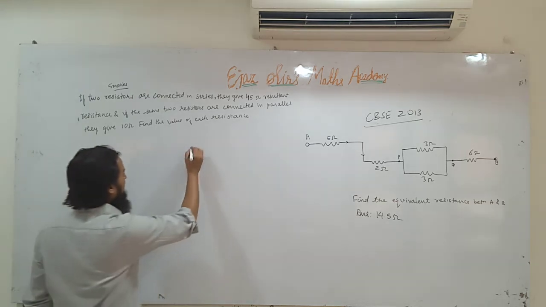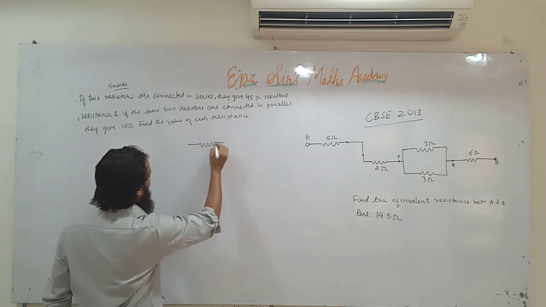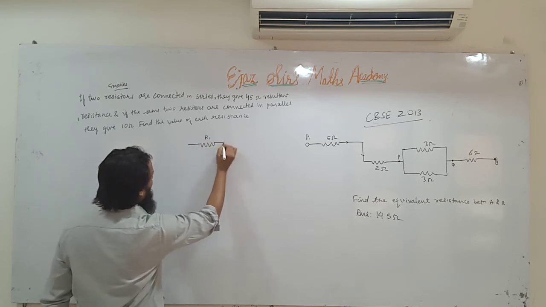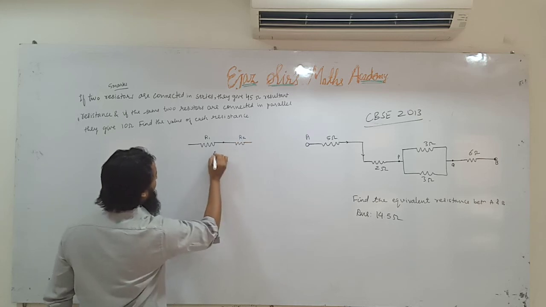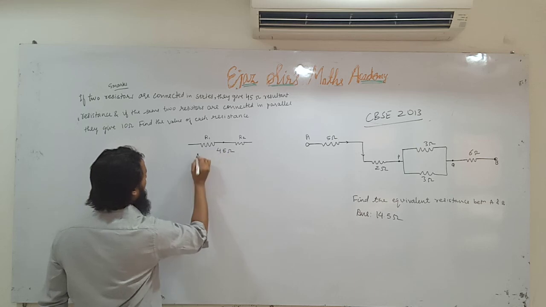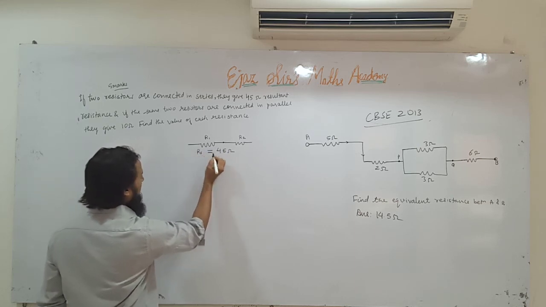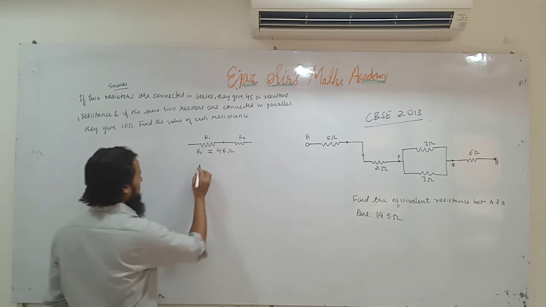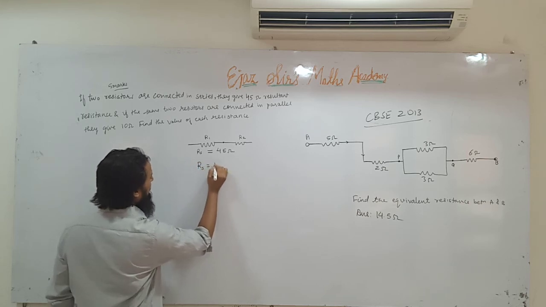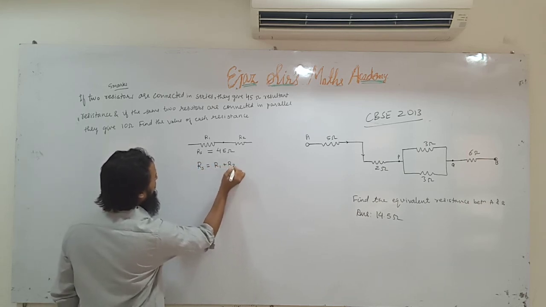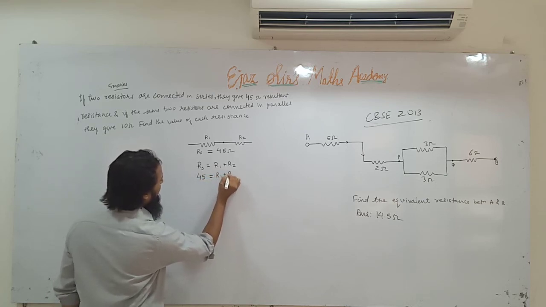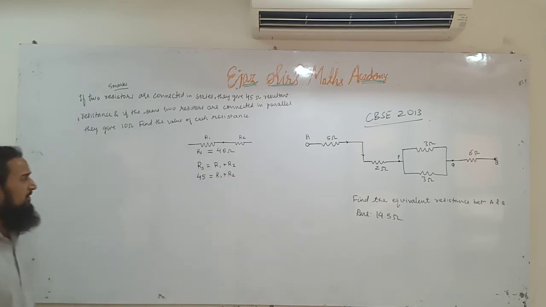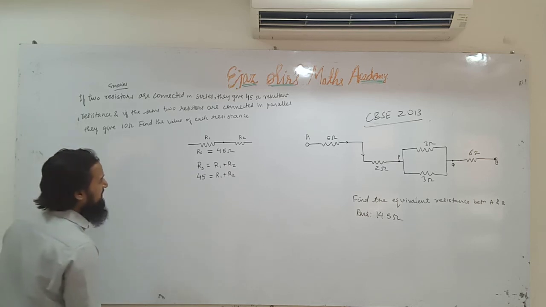So if they are connected in series like this, let the name R1 and R2 be given to them. If R1 and R2 are connected in series, they give 45 ohm. And what is 45 ohm? RS is 45 ohm. And what is the formula for series combination? RS is equal to R1 plus R2. And how much is RS? R1 plus R2 is equal to 45 ohm if they are connected in series.